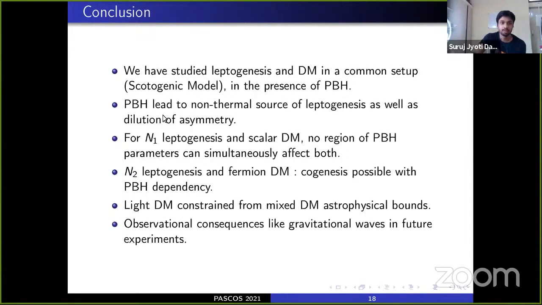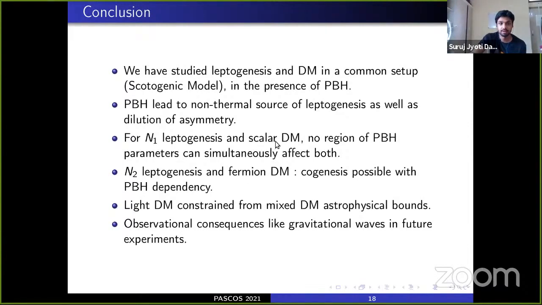We have seen that these primordial black holes can themselves be a source of leptogenesis, and they can also dilute the asymmetry. We have seen that generally this dilution factor is more dominant. And in the first case of N1 leptogenesis in scalar dark matter, we have seen that it is not possible for the PBH to affect leptogenesis and dark matter at the same time.